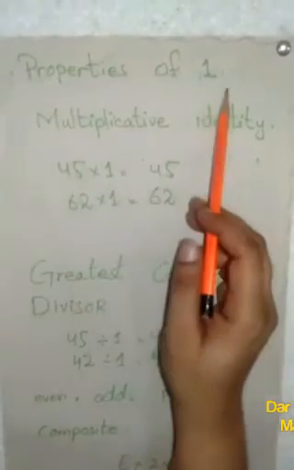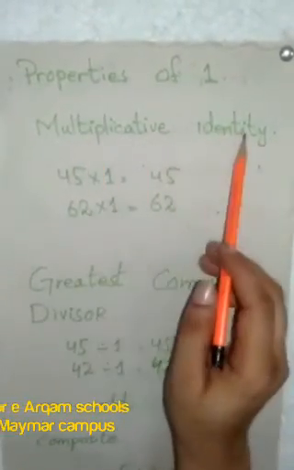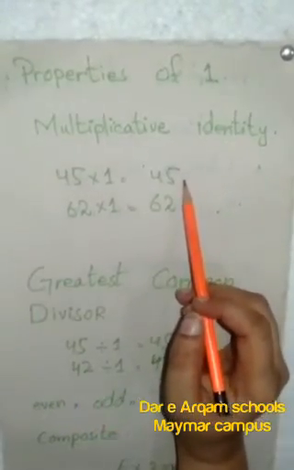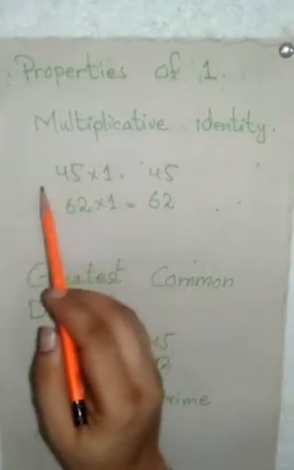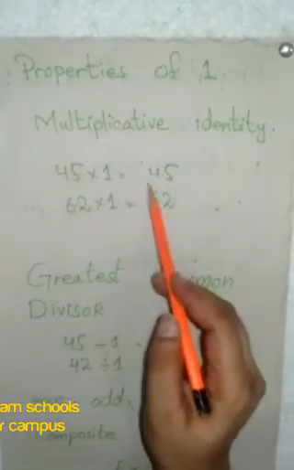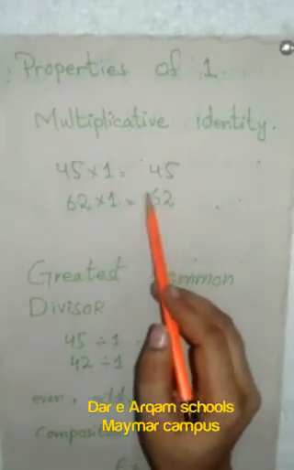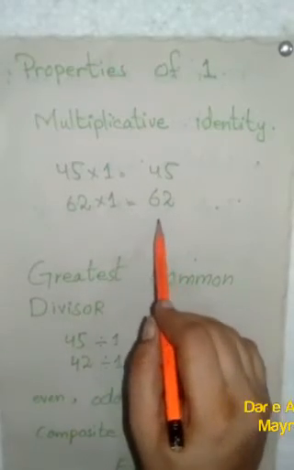now you will learn properties of 1. Students, 1 also has only one property, which is multiplicative identity. When you multiply any number with 1, the digit will remain same. For example, 45 with 1, it will remain 45. 62, when you multiply with 1, it will remain 62. So 1 has its identity in multiplication.